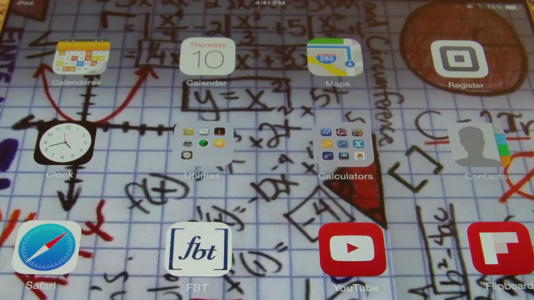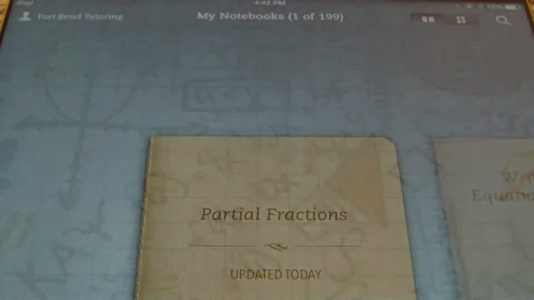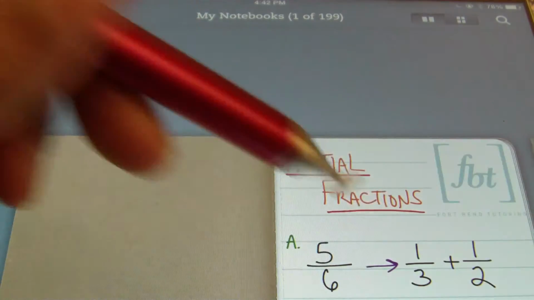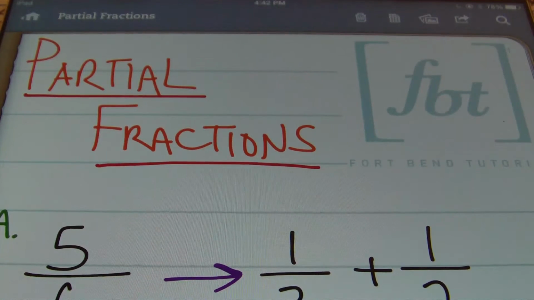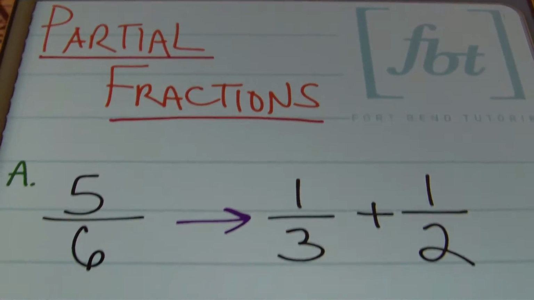Hello ladies and gentlemen, this is Mr. Witt with Fort Bend Tutoring, and today's tutorial is going to be about partial fractions. That's right, partial fractions. The concept of partial fractions can be found in some pre-calculus classes and definitely in calculus classes, but the whole point of it is to work backwards from a result.